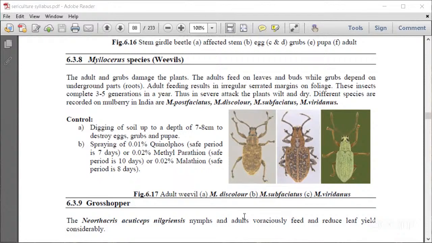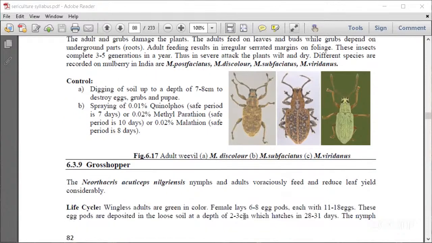So the controlling measurements are digging of soil up to 7 to 8 centimeters to destroy the eggs, grubs, and pupae, and spraying phenolphus about 0.01 percentage. The safe period will be 7 days. Or 0.02 percentage methyl parathion, and the safe period is 10 days. Or 0.02 percentage malathion. The safe period will be 8 days.